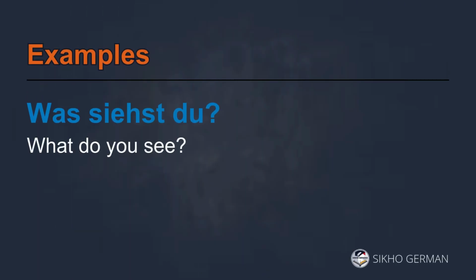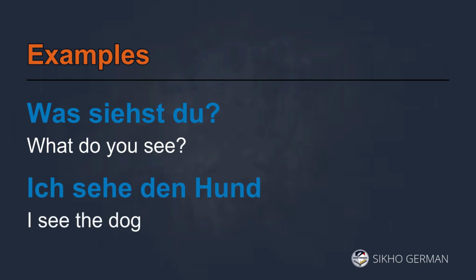Here's our first example. In German, we ask, Was siehst du? What do you see? And the answer is, Ich sehe den Hund. I see the dog. Notice something important. Den Hund is in the accusative case. Der Hund, nominative, the subject, becomes den Hund, accusative, the direct object. The article changed. That's the key difference we need to learn today.